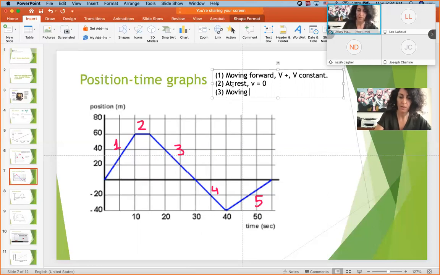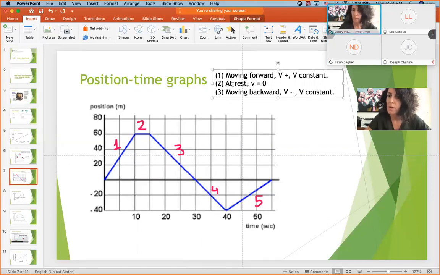Or moving backward, but beyond the rest point, or beyond the start point. Okay, V constant. I like this. Who was talking? Was it you, Nazir? No, not Nazir. I don't know anybody. Who said beyond the starting point? I did. Joseph, right?